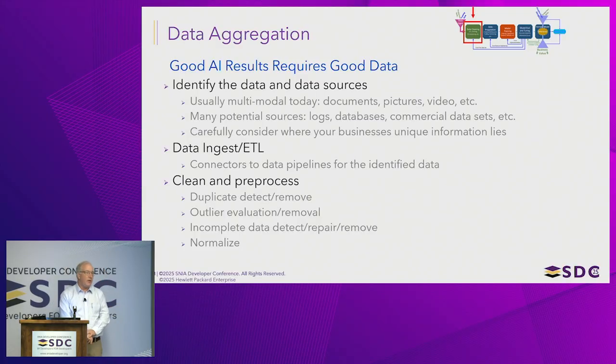You're going to have to detect and remove duplicates. So you're going to have to look for outliers that might skew your results. Sometimes they're valuable. You might need to keep them, not throw them away. But you have to look for that. You have to do things like look for incomplete data that has to be either removed or repaired. And you have to normalize your data. Lots of things that we didn't used to do before.